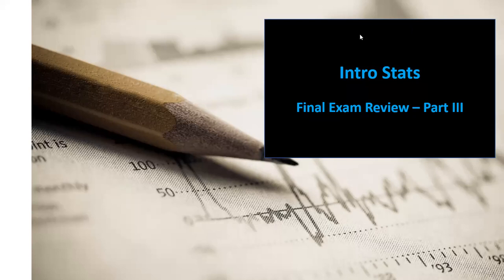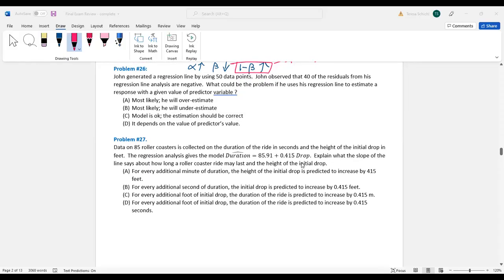Okay, so for the first two parts, we covered problems 1 to 25. And in here, we're going to continue our final exam review. So let's go back to our final exams here. All right, so let's start number 26 here.